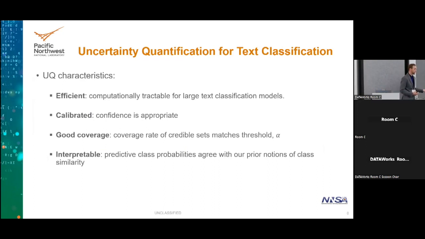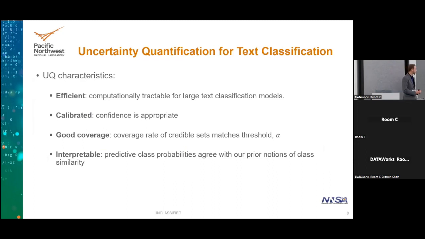And for single point predictions, we want good coverage, which is basically, if we are predicting a particular class for a document, what are the other classes that also have some higher probability associated with them? This is a more standard statistical concept. We want the coverage rate of this credible set to match our predetermined threshold.